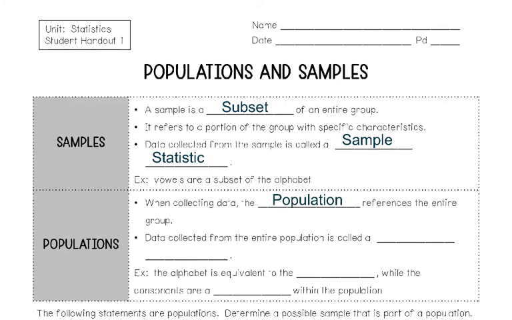So I've already talked about this word a few times, but populations are the whole group. If you were to collect data from the entire population, you would have found a population statistic. So in the alphabet example, the alphabet is the population. The consonants would be a sample of the population.